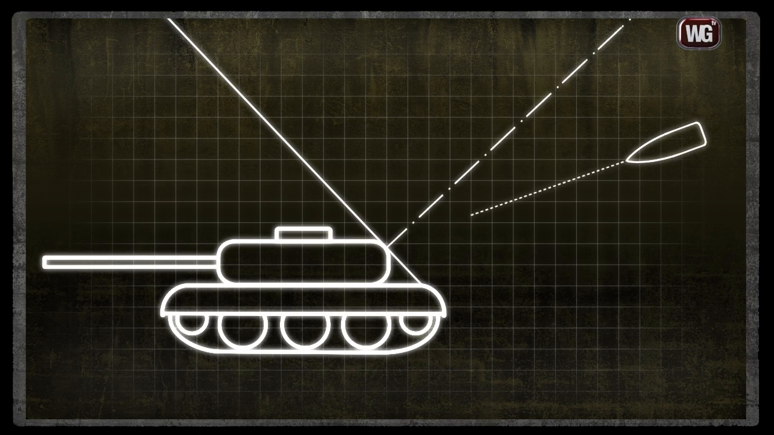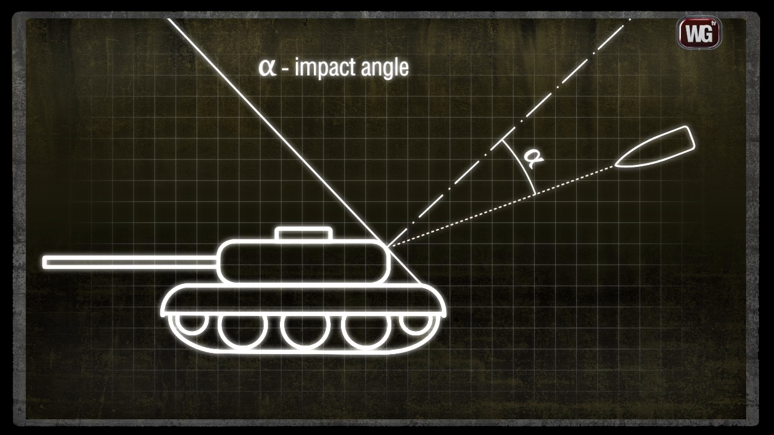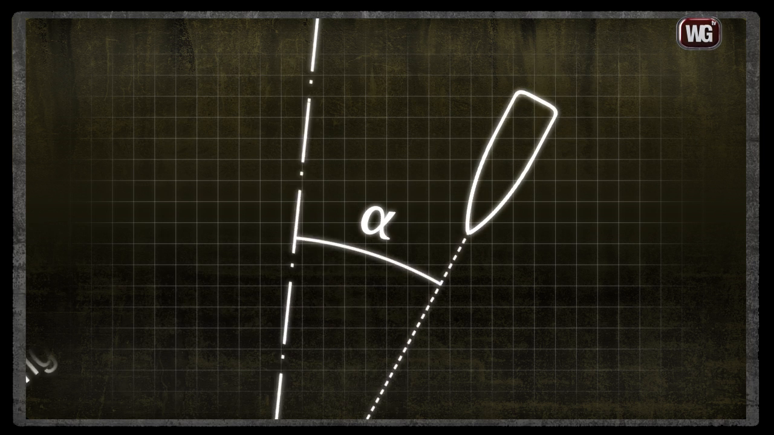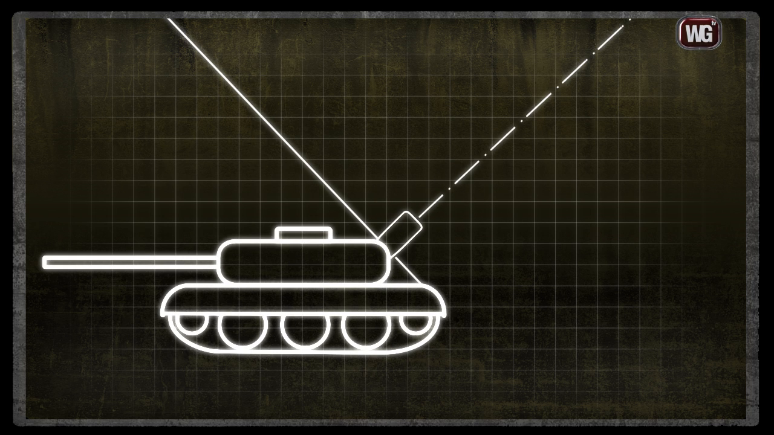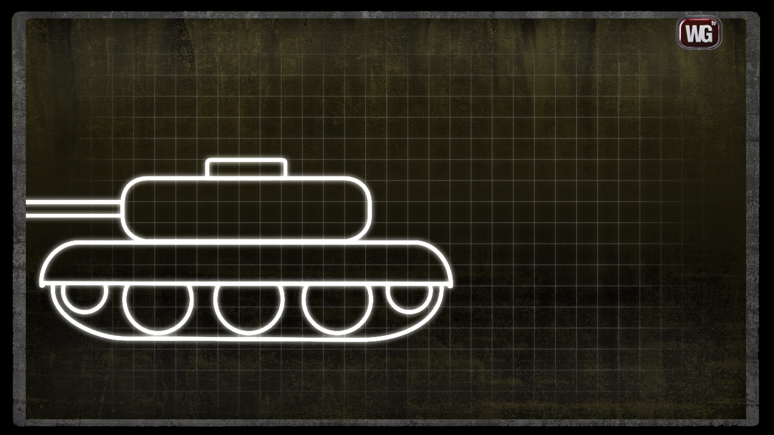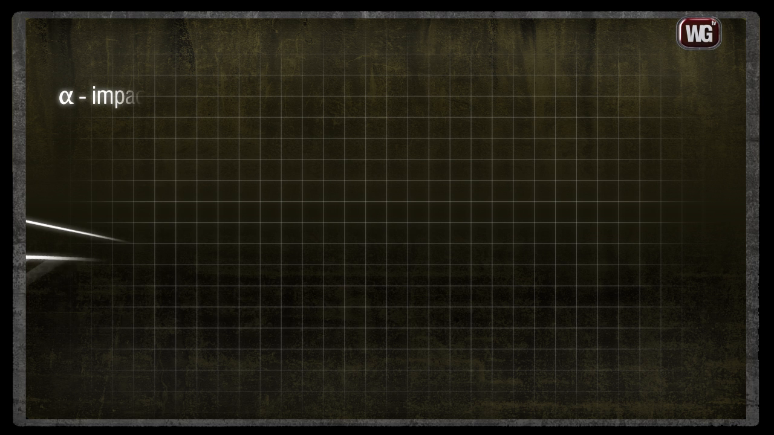Let's move further and explain what impact angle is. It is the angle between the normal axis and the shell path from the point of impact. For example, if this angle is 0 degrees, the penetration probability is at its highest, and if it is 80 degrees, then the shell is more likely to ricochet.